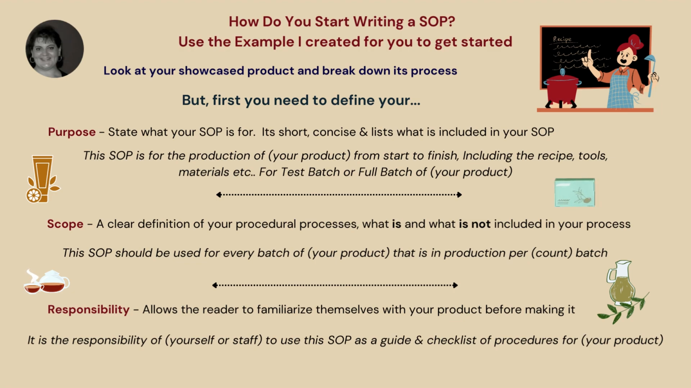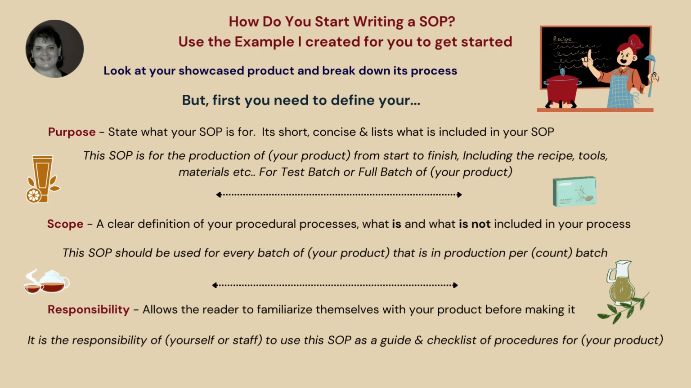One is your purpose. State what your SOP is for. Now, it's short, concise, and lists what is included in your SOP. For example, this SOP is for the production of your product name from start to finish. Now, this SOP includes the recipe, the prep, the tools needed, the production, the cleanup, and the packaging of a tester batch or a full batch of your product's name.